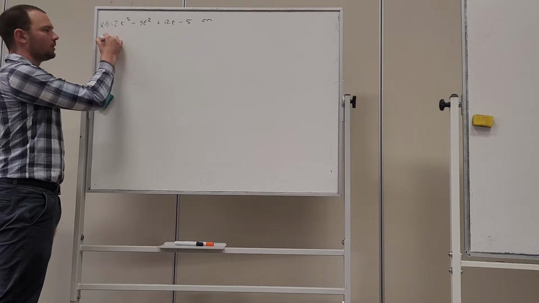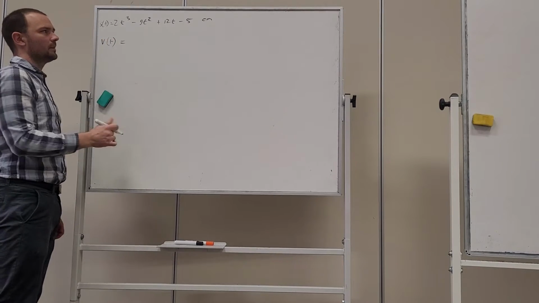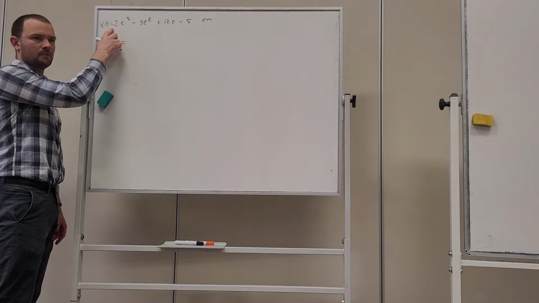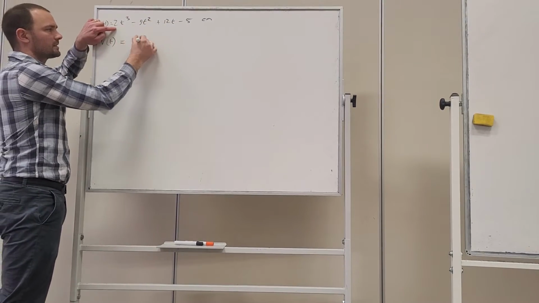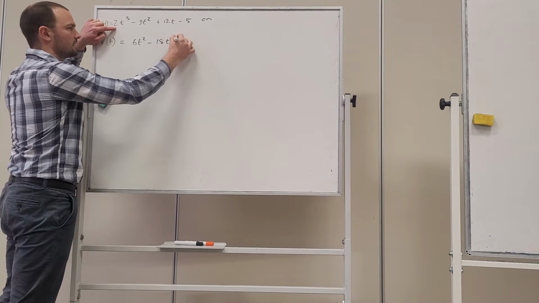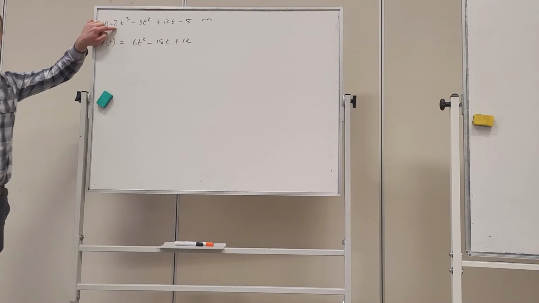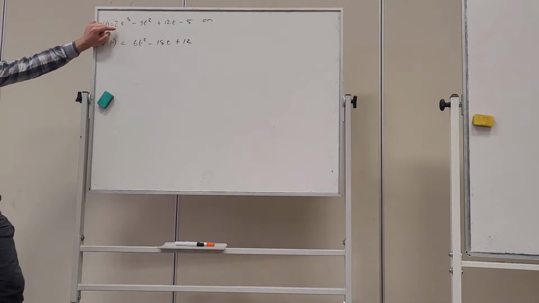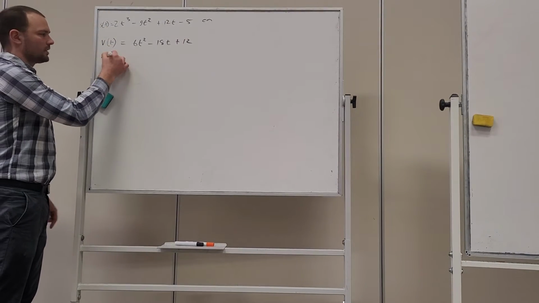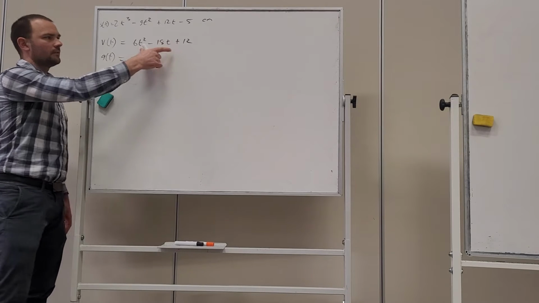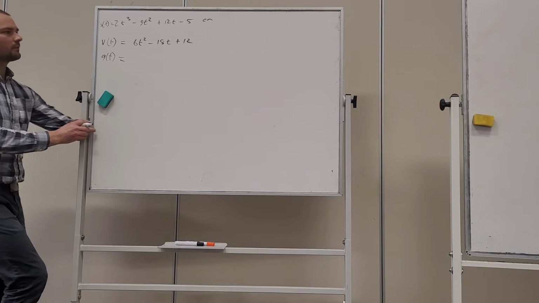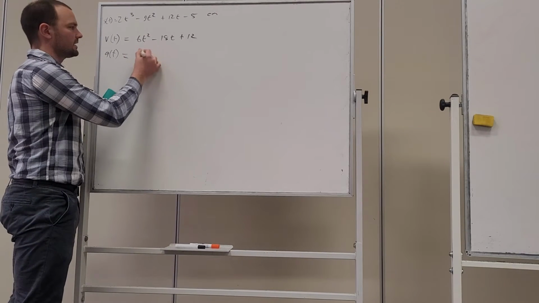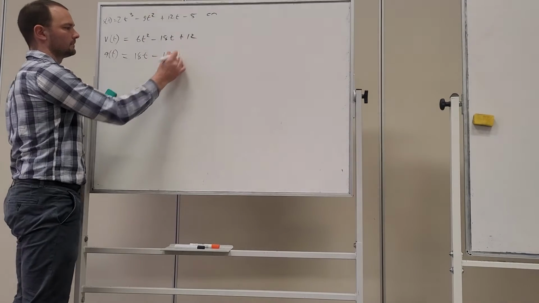Okay, well the velocity is going to be the derivative of s. So we differentiate this to get the velocity. That's going to be 6t squared, take 18t plus 12. The acceleration is going to be the derivative of the velocity. So if we differentiate the velocity there, we're going to get 12t, take 18.